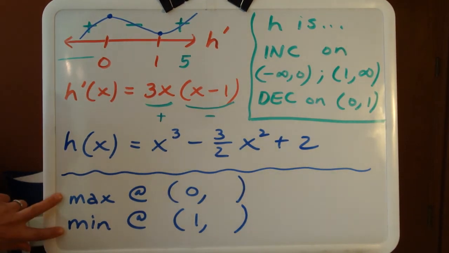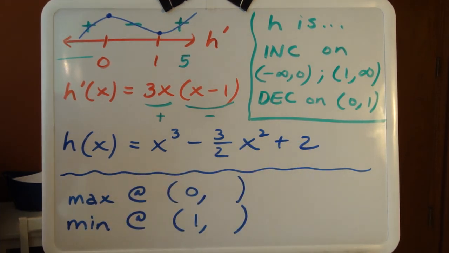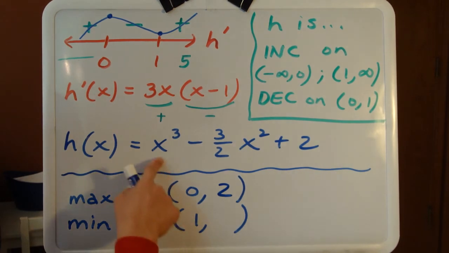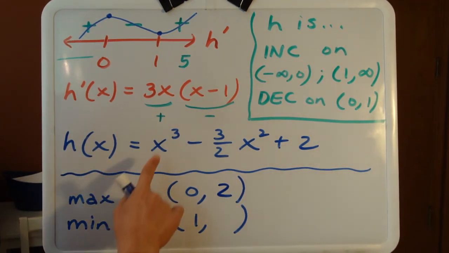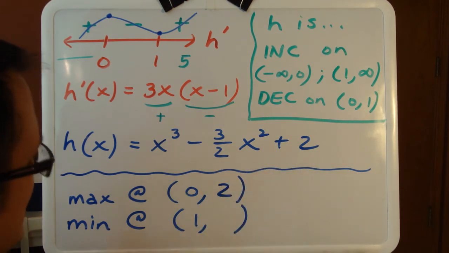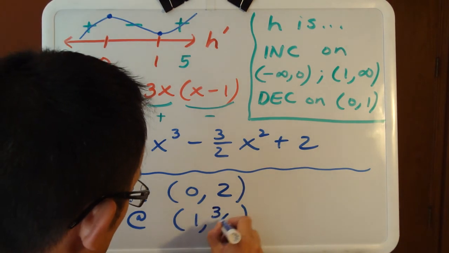Extreme values are actual points on the graph, so you need to plug these x's into the original function and just calculate them. So if 0 goes into h, this is going to give you a 2. And then if you put 1 in here, you have to calculate a little bit: 1 minus 1.5, and then add 2. So this is going to give you 1.5, so 3 halves.